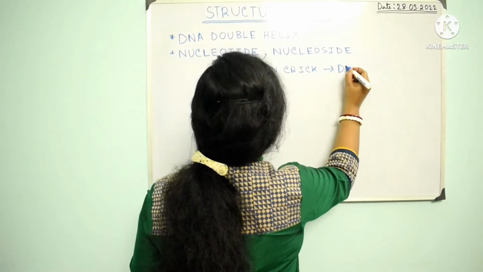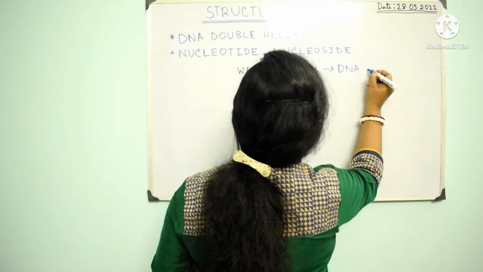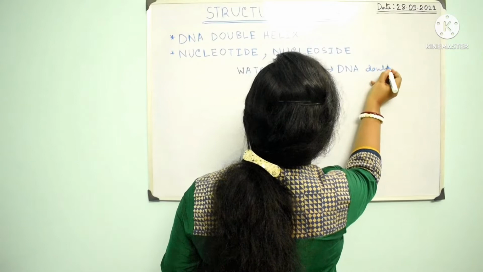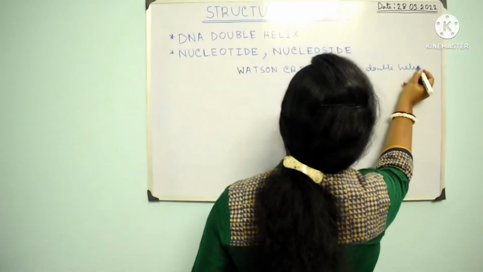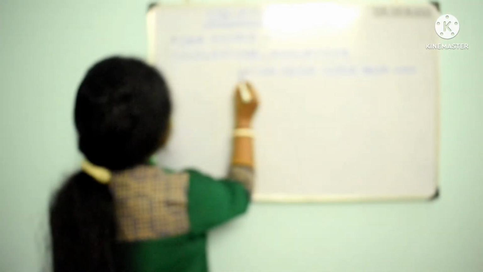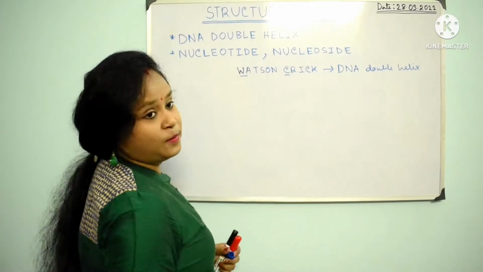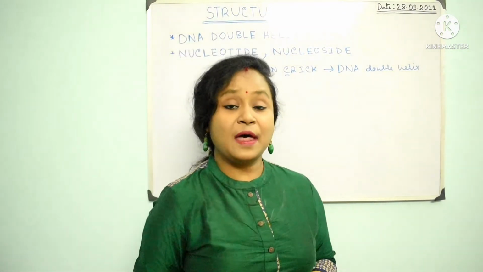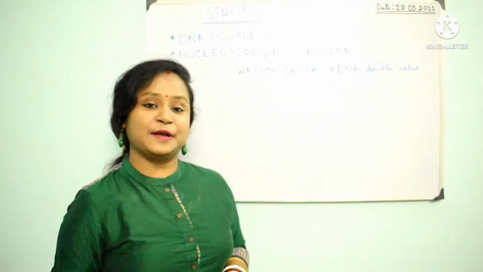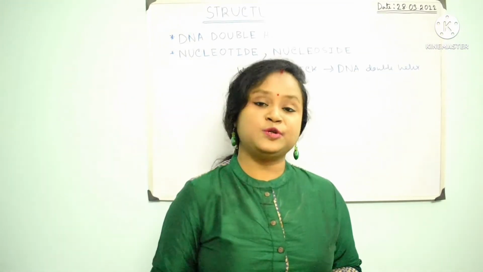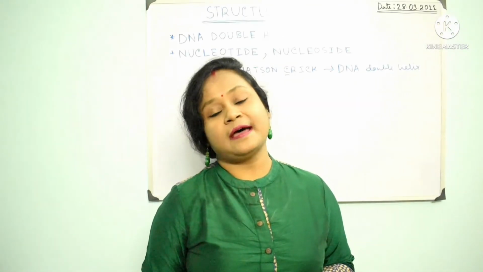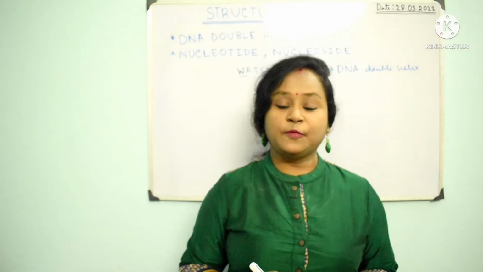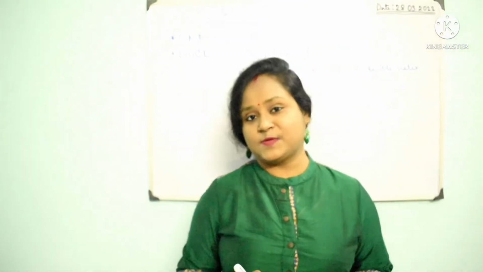DNA double helix. These two names are very common, Watson and Crick model. But not only Watson and Crick, we should also mention the names of the other scientists. First of all, Franklin and Wilkins.